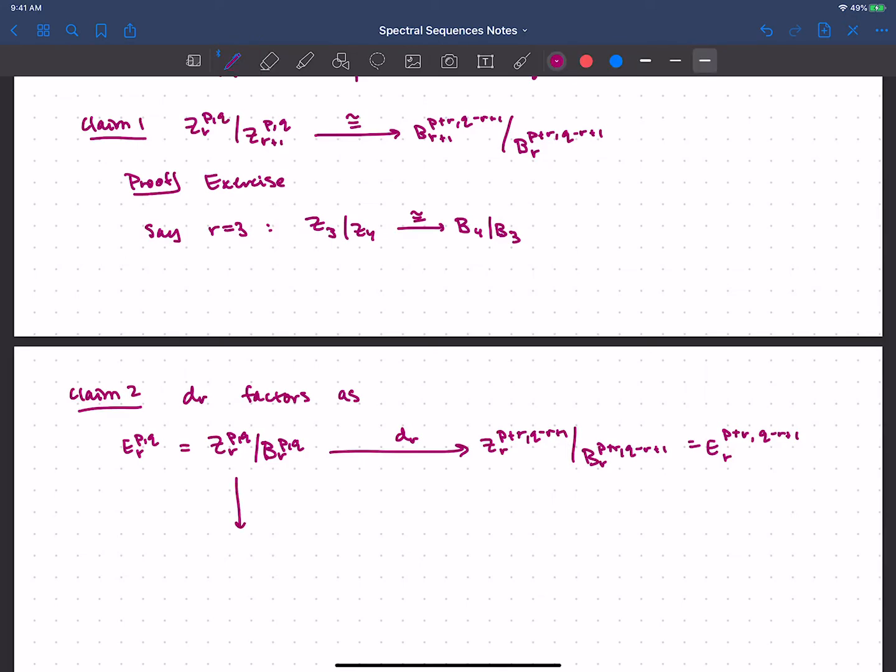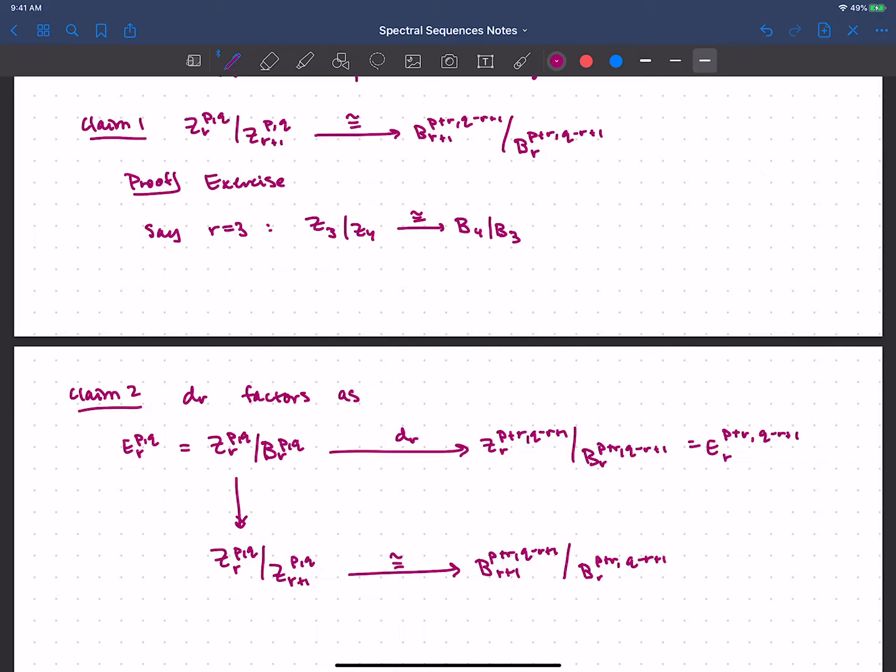So the claim is that this factors as the quotient to ZRPQ mod. Well, BRPQ lives inside all of the Z's, right? And the Z's are nested, so I can quotient by ZR plus 1 PQ. And now notice that term showed up in our claim 1. So now I want to use that isomorphism to BR plus 1 P plus R Q minus R plus 1 mod. Should have just copied and pasted, but we're almost done. Okay, so that's just using the isomorphism of claim 1.